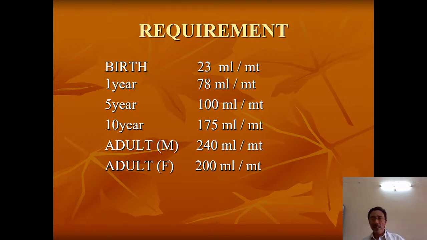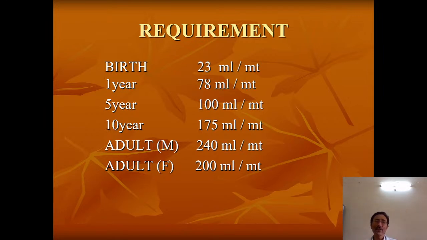Okay, so I was talking about this particular slide where the streaming got stopped. Now the requirement here was around 23 ml per minute. In the first year it is 78 ml, fifth year it is 100, 10th year it is 175 ml, the adult male is 240 ml, and in the female it is 200 ml per minute. Now there is a variation here: as the age advances, you will see that the requirement of oxygen goes up, because the body surface area is also increasing.